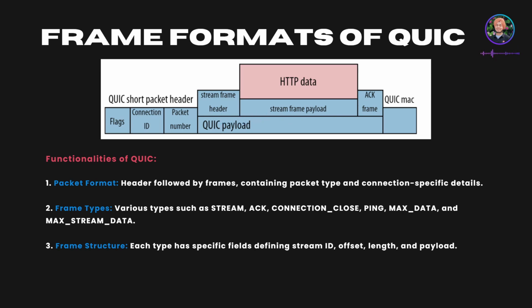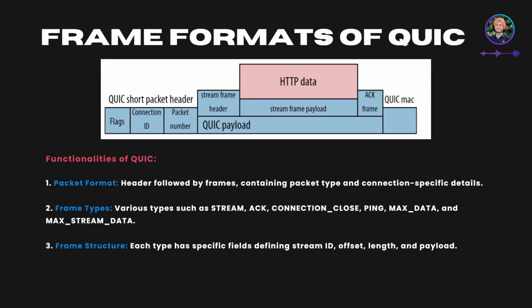Here are the parts of the QUIC packet labeled in this image. So first is the QUIC header. The QUIC header typically resides at the beginning of the packet. As you can see, it contains the flag which controls the behavior of the packet, and the connection ID. This is a unique identifier for the connection. The next thing is the packet number. It is another unique identifier for the packet within the connection.